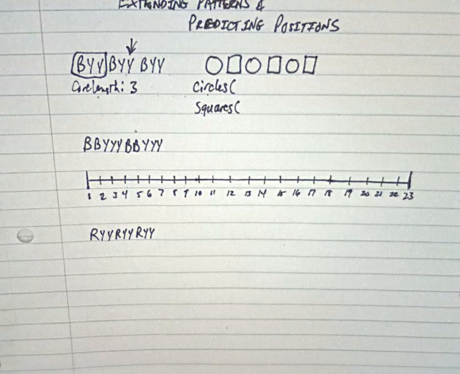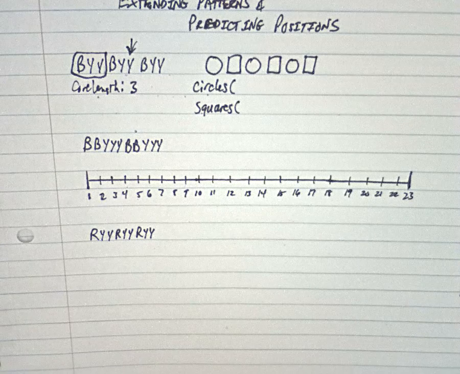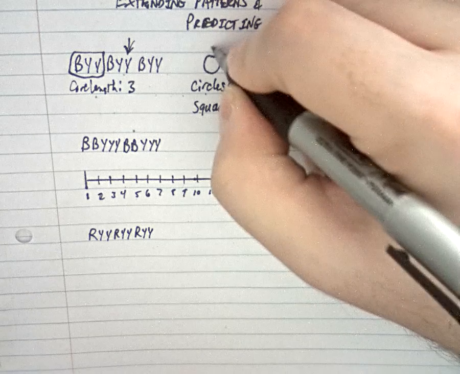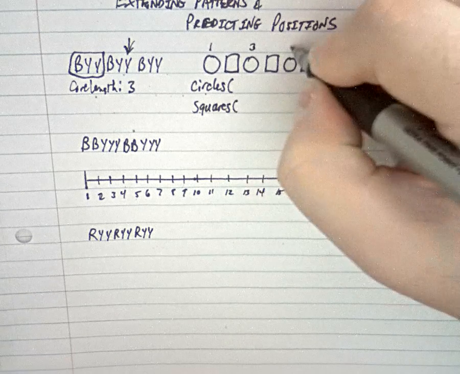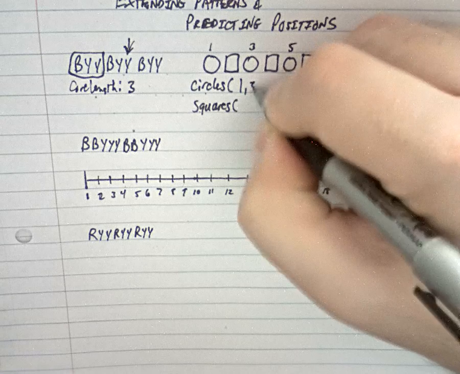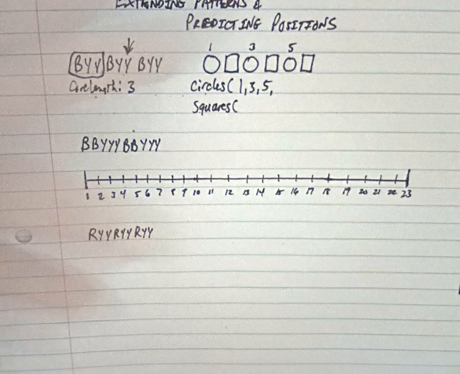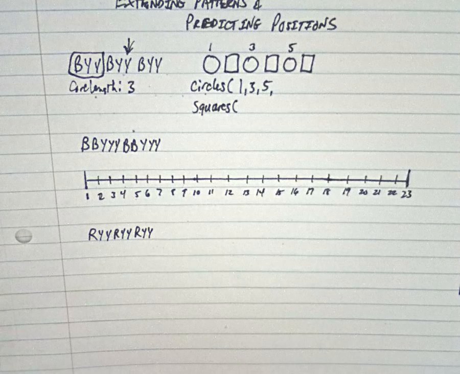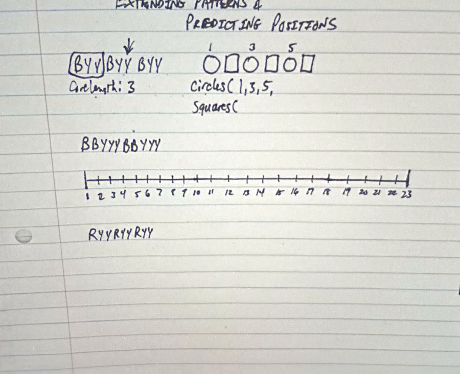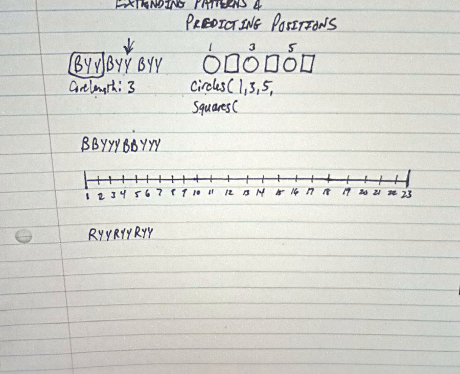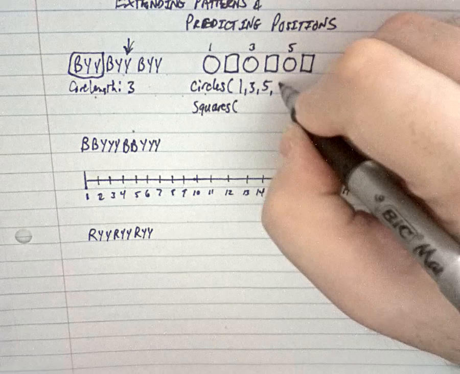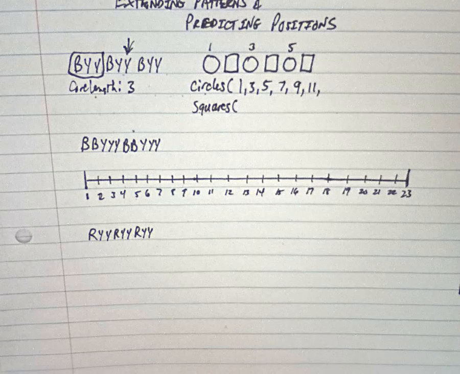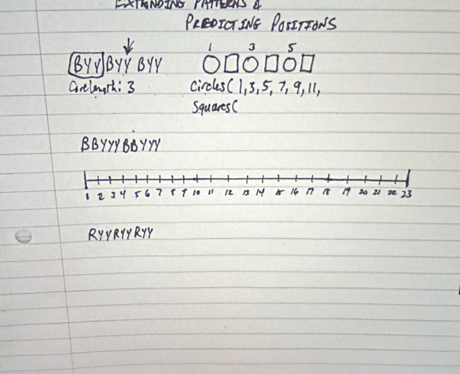Well, first of all, let's take a look at the circles. Which positions are the circles in? The circles are in 1, 3, 5. If you were to extend this pattern without drawing it, you kind of see a pattern forming. So 1, 3, 5, we're going up by how many? If you figured out 2, you are correct. So 1, 3, 5, 7, 9, 11. You get the drift of where I'm going with this.